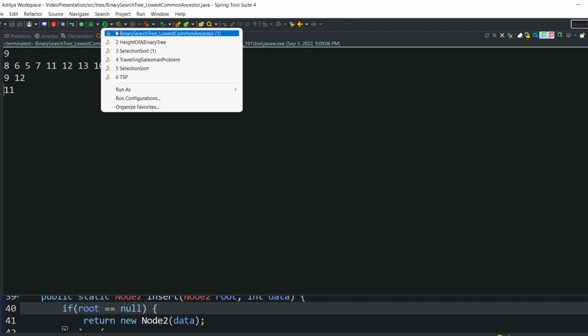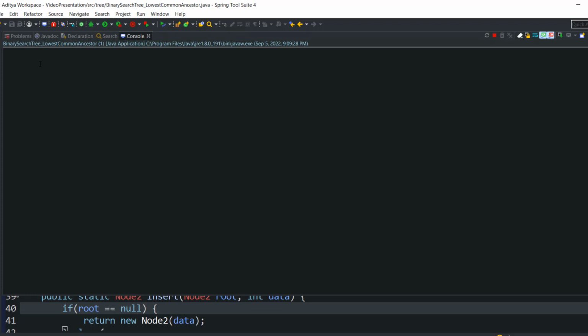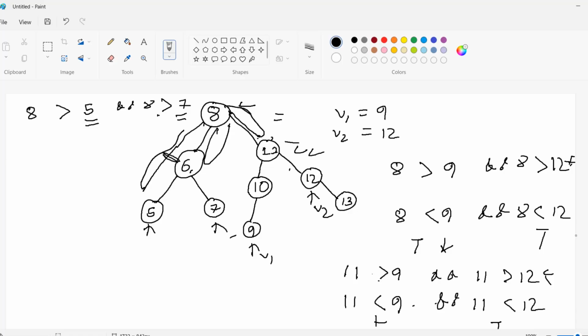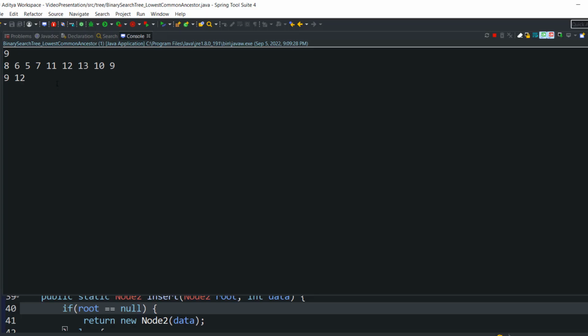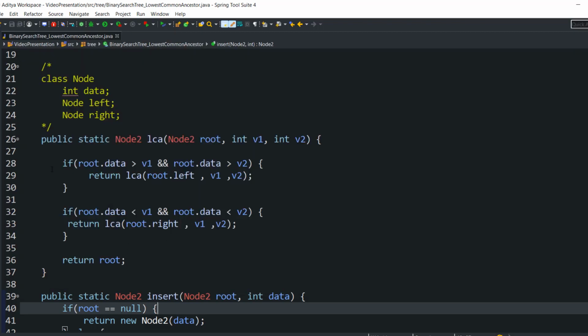Okay, now what will we do? We will try to execute one more time, and this time we will change the values from 9 and 12 to 5 and 7, and for 5 and 7 the LCA is 6. Let's see if it provides 6 or not. It provided the 6. That means the logic that we have written here is correct.